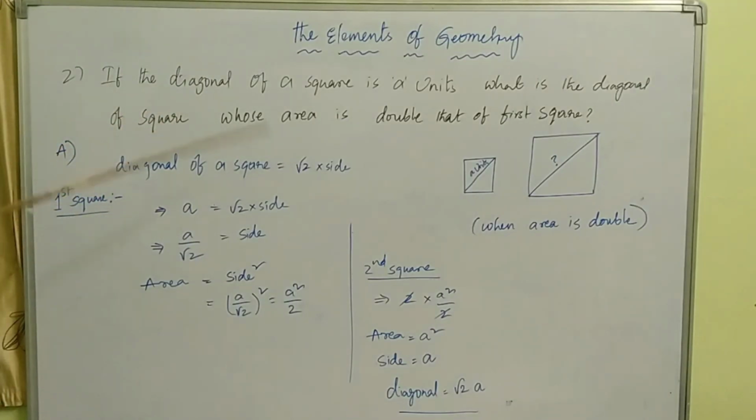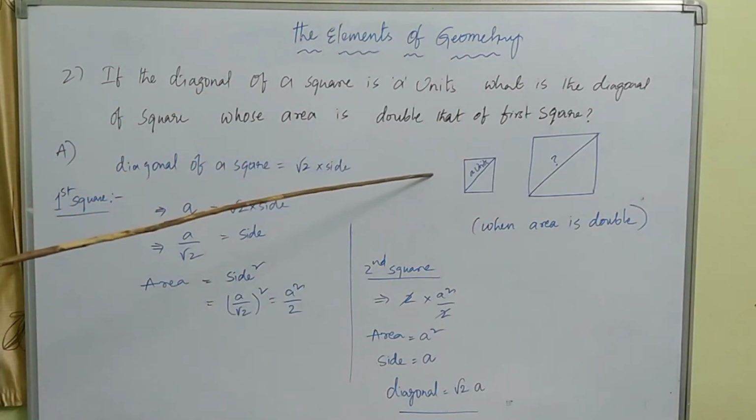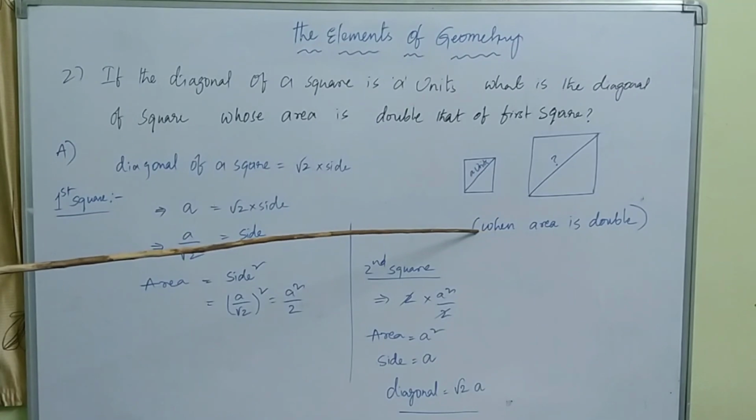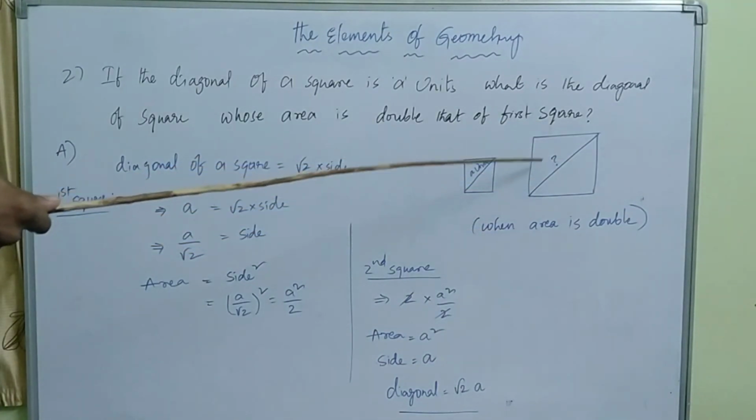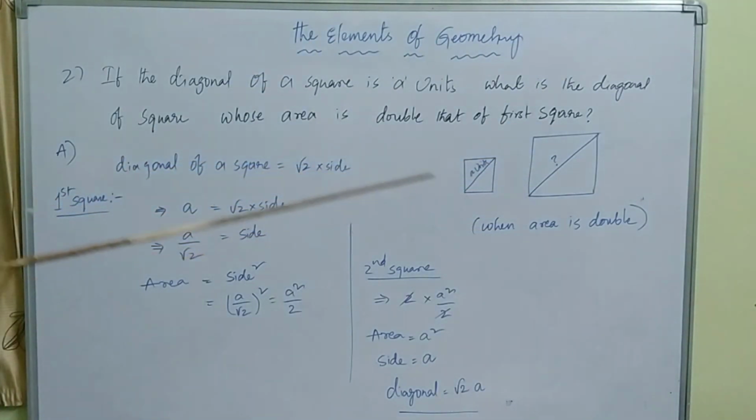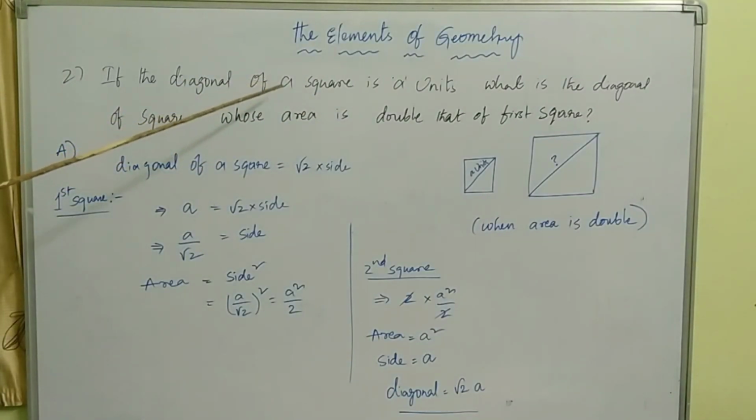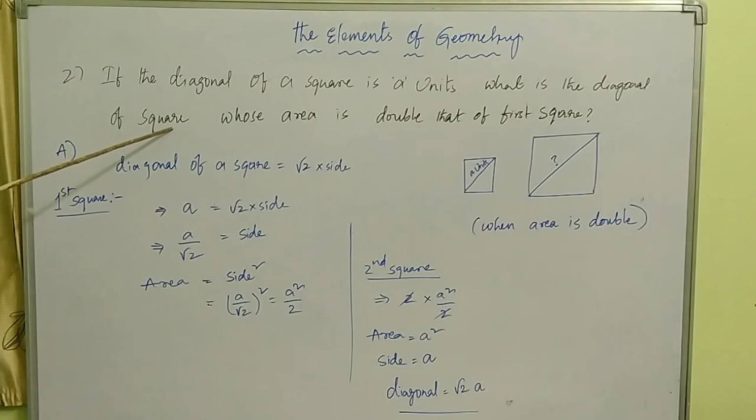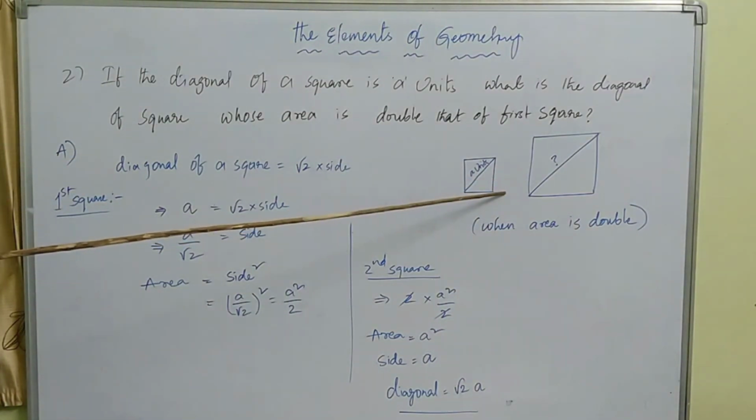This is our second question from brain teaser. If the diagonal of a square is A units, what is the diagonal of a square whose area is double that of the first square? So this is the first square, and when area is double, this is the second one. Here the diagonal of the first square is given. Second square diagonal is question mark.